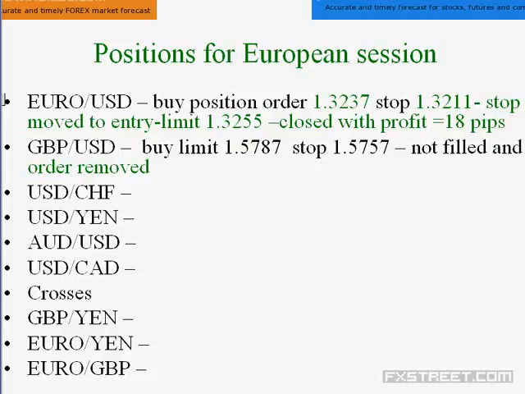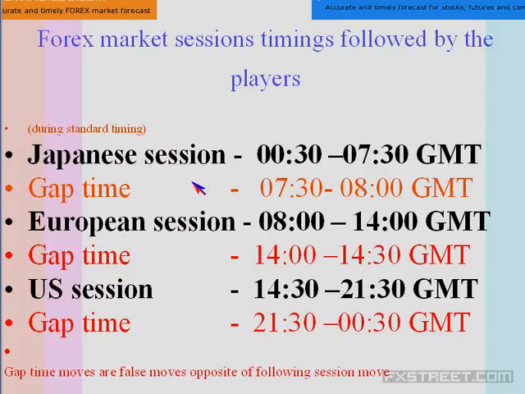And if you think that University of Michigan sentiment has become positive, so obviously euro is going to drop and I am going to sell, if you try to do it, then we could be trapped. So we need to understand, first of all, the timings of the market.